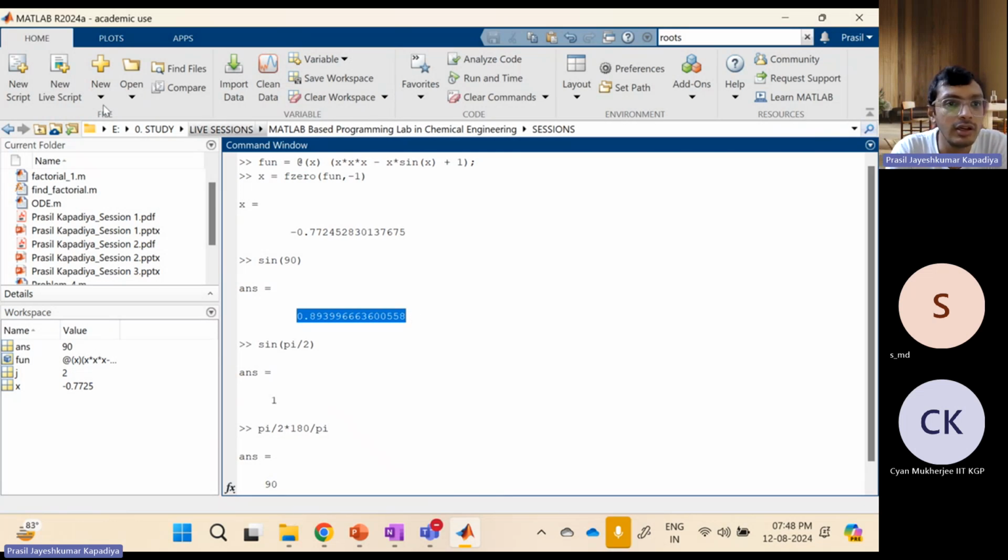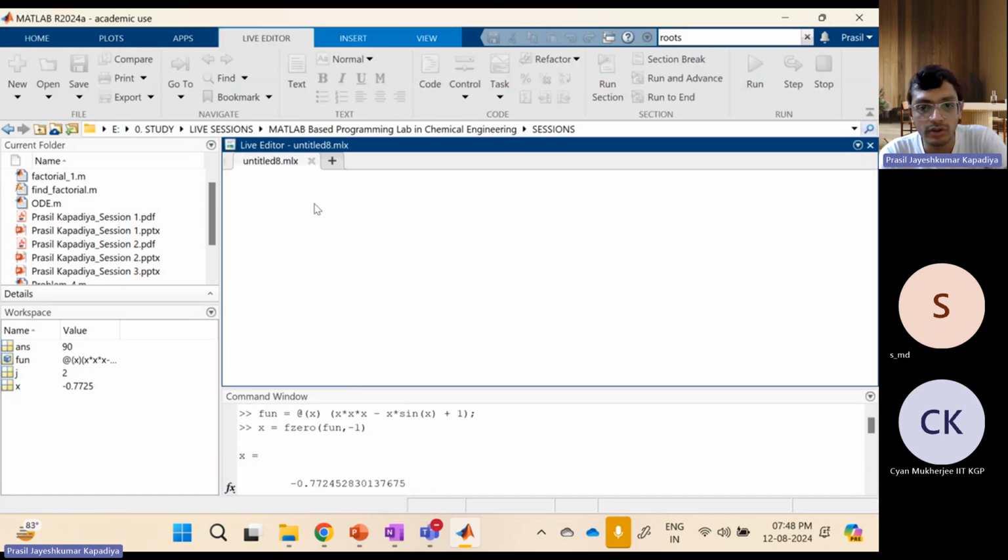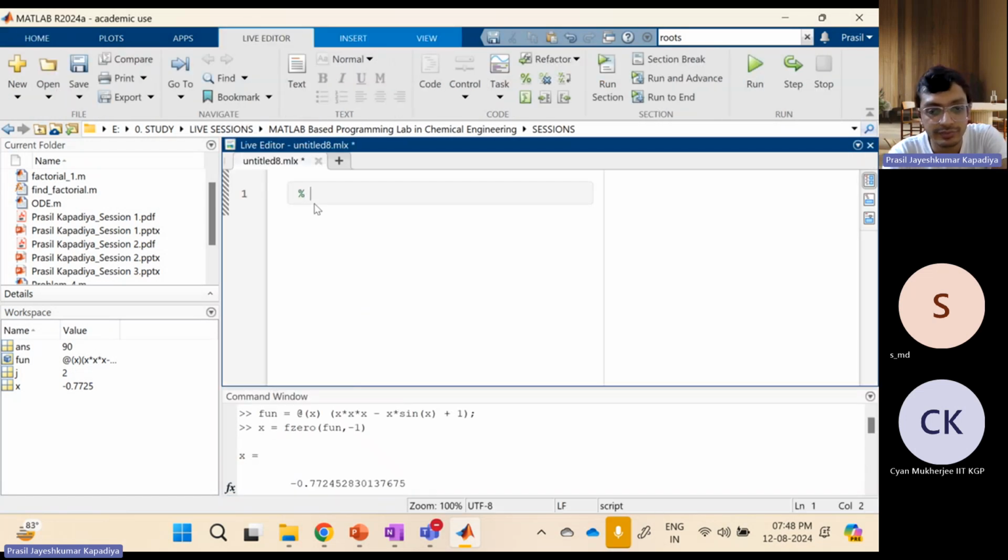Can we write one small code? Newton-Raphson for x cube minus x into sine x plus 1 equal to 0. Let's say my initial guess x is equal to minus 1, as we are told, correct? Error e is equal to 0.